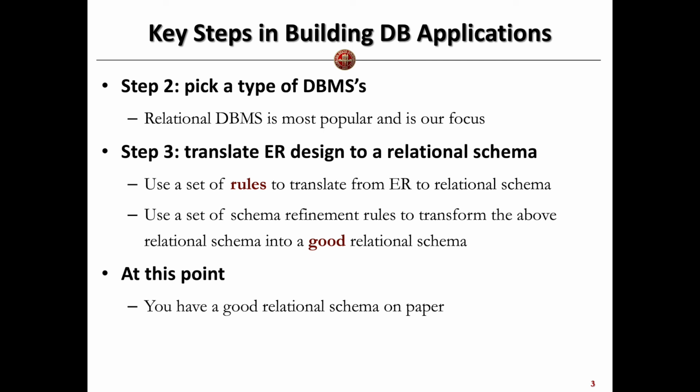We will use a set of rules to translate the ER diagram into a relational schema, which is also called a relation or table. We generally don't differentiate them from each other. You can call them a relational schema, relation, or table. It doesn't matter. If it is easier for you to understand, you can just think of this relational schema as a table. And we have a set of schema refinement rules to transform the above relational schema into good ones. This will be the main focus for the following sections.